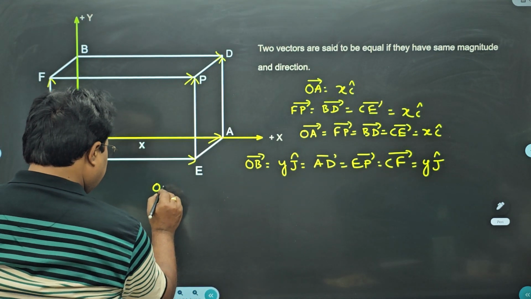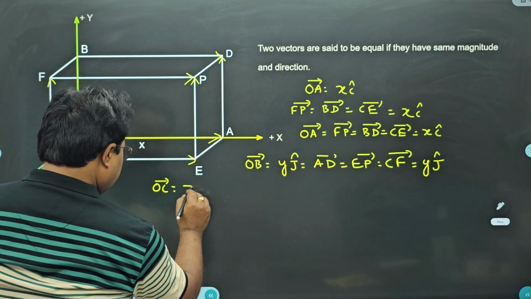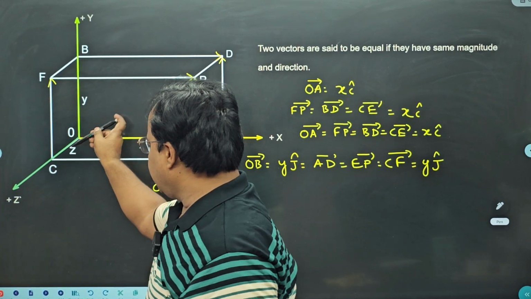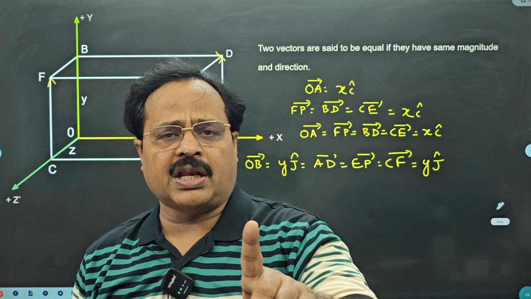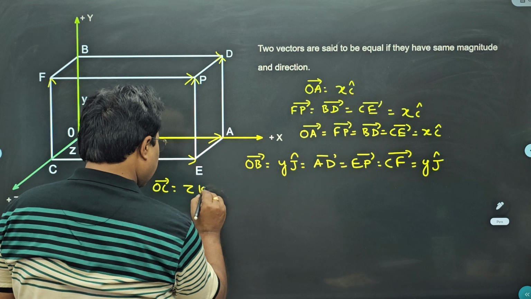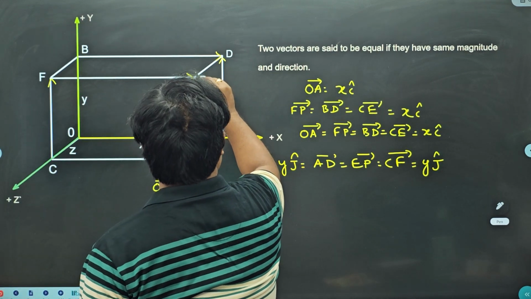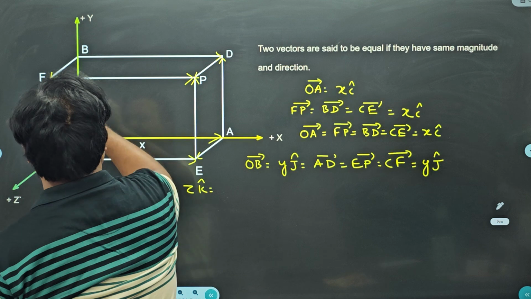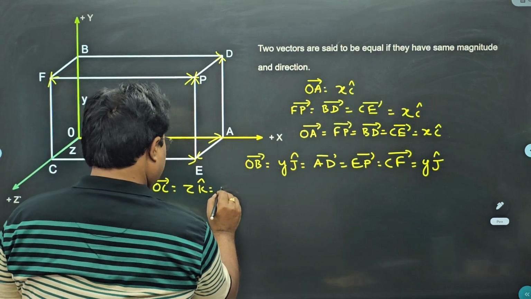Okay, my dear students. Similarly, what is OC vector? Magnitude of OC vector is z and OC vector is directed along positive direction of z-axis. What is the unit vector along positive direction of z-axis? Unit vector along positive direction of z-axis is k cap. This OC vector is equal to AE vector. You see, all have same magnitude and same directions.